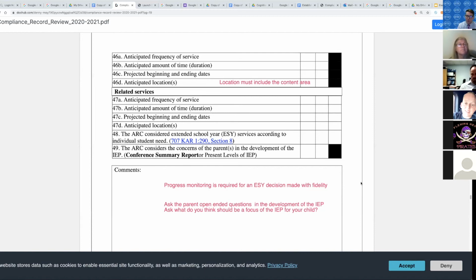We ask the parent open-ended questions. What do you think needs to be in the IEP? What do you think the student needs to be working on? And you capture that rich discussion in your conference summary. So vital to providing FAPE, if you go to court: have you included the parent in the development? Or did you do your own draft and just say, here it is, sorry about your luck?